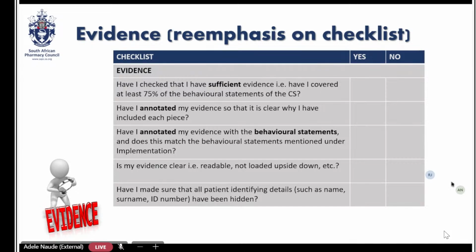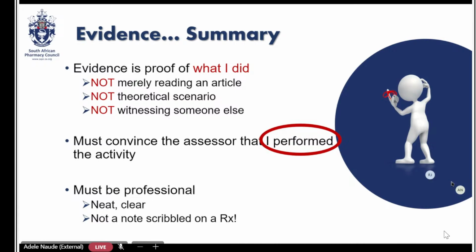Okay, just some re-emphasis on the checklist. The checklist that we have spoken about is in the manual, on pages 40 and 41 of the manual. So there you can find a checklist that you can go through and make sure that it's sufficient, it's annotated, it's linked to the behavioral statements, it's clear, and you have obscured it so that there's no way to identify a patient. So in summary, the evidence is proof of what you did.